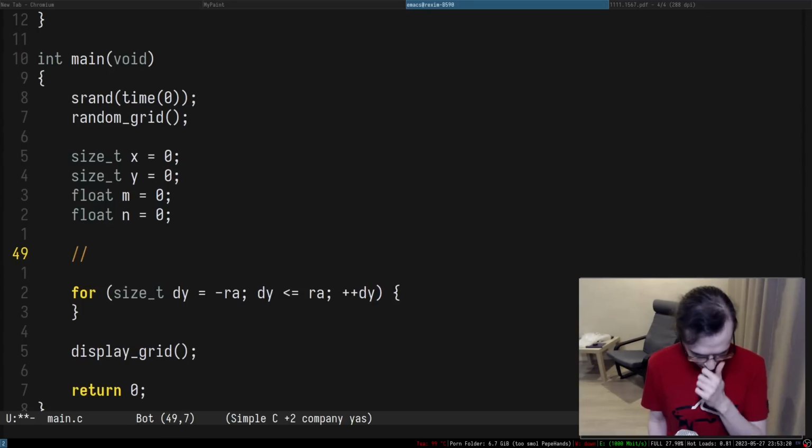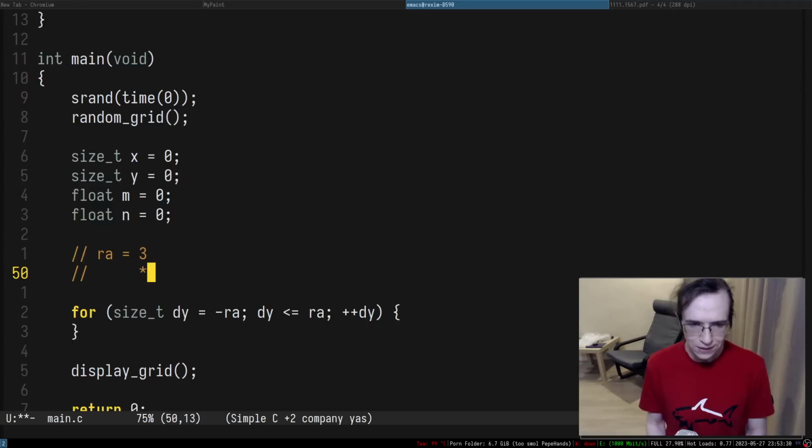So essentially, let me think. If ra is equal to 3, we are located somewhere in here. We can do 1, 2, 3, and we start to iterate from somewhere here. And this is not particularly what I want, because this entire thing doesn't have a radius of 3, it has a radius of 4.